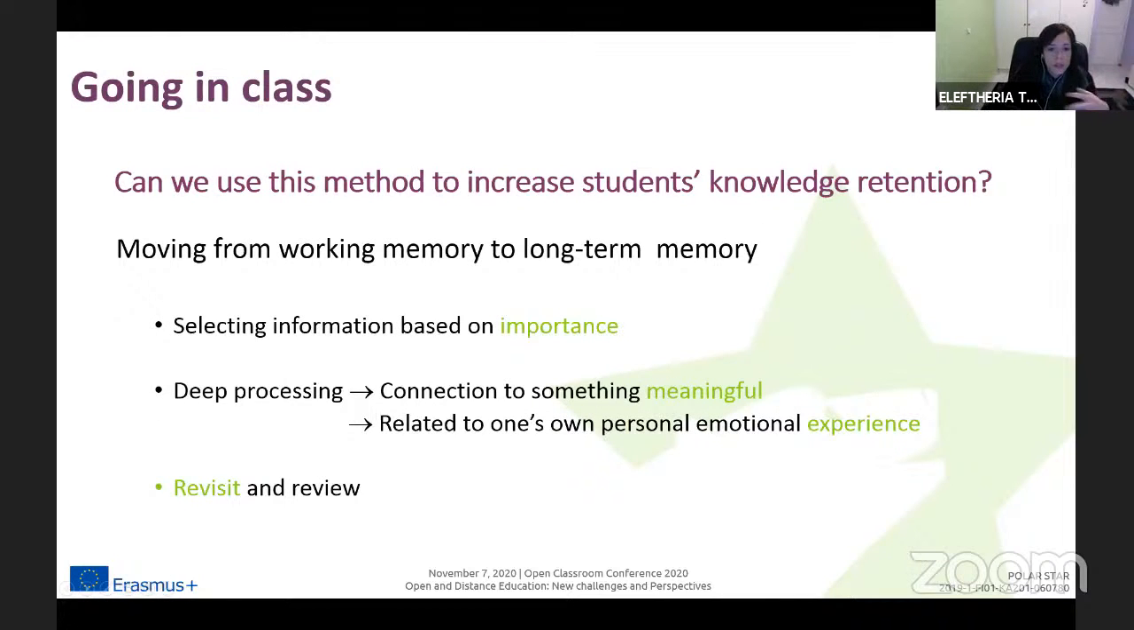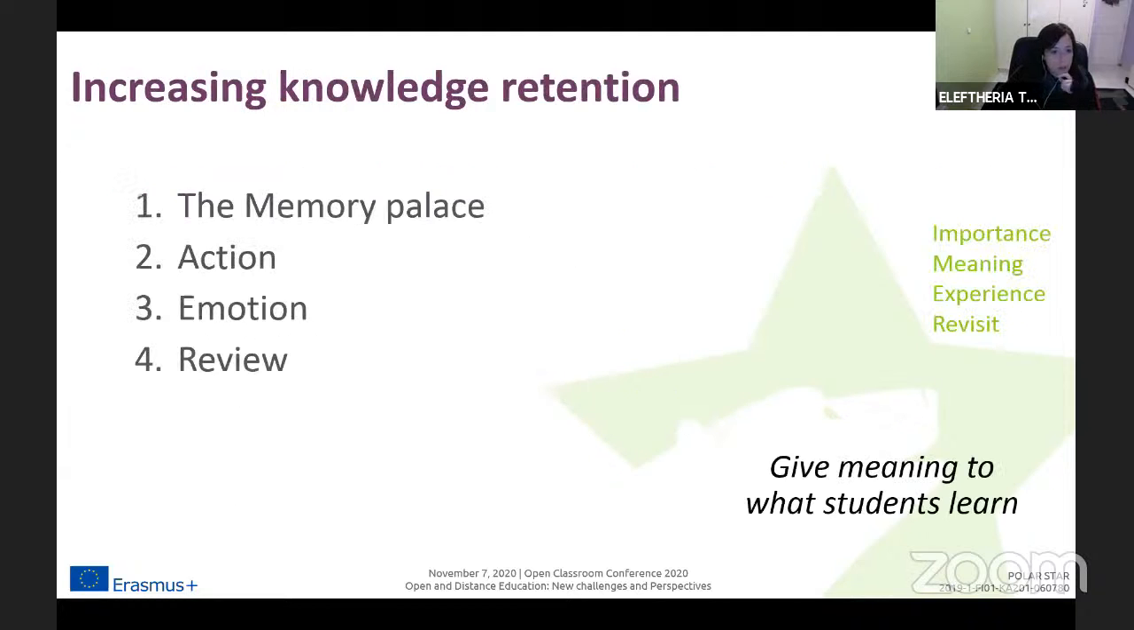So how can we use what we talked about so far to increase knowledge retention and move things from the working memory to the long memory? There are 4 keywords that we're going to focus on. Selecting information based on what is important. We remember the things that are important to us by connecting them to something meaningful or relating something to someone's emotional experience, which these 2 are also related to deep learning processes. Revisit and review. So going back to my original Cicero trick, we have the memory palace, we have the action, we have the emotion, we have the review, and we have 4 keywords.